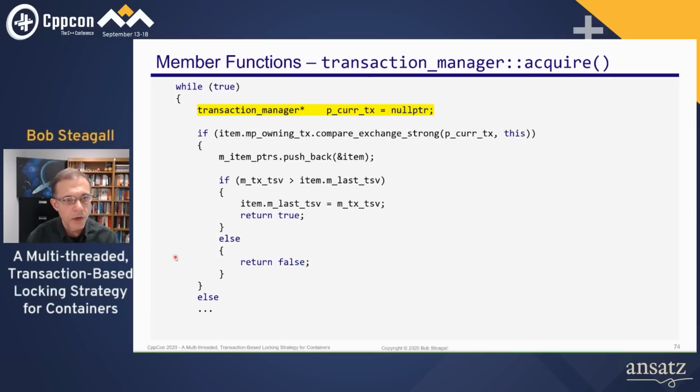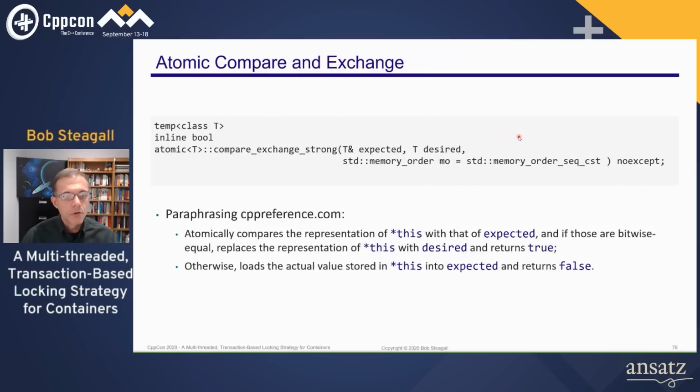In other words, when I acquire an item, someone else might own the item. So I'll do an atomic compare and exchange with the null pointer and with a pointer to myself, because I'm a transaction manager. For those of you unfamiliar with it, atomic compare and exchange is a special atomic operation. And here we're very fortunate that it's implemented for pointers, and we're taking advantage of that.